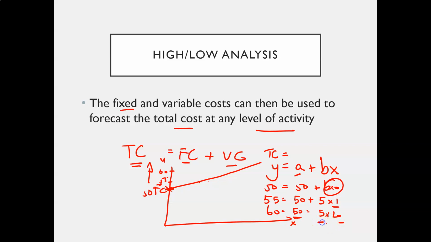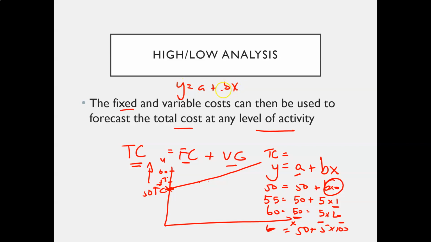if I know the variable costs, I can then assume a number of units and say, what would it be like if I had 100 units? Well, that would be 50 fixed cost plus 5 times 100 units, and I would get my total cost. And that's really what we're trying to do here. So the curve really is this: y is equal to a plus bx.